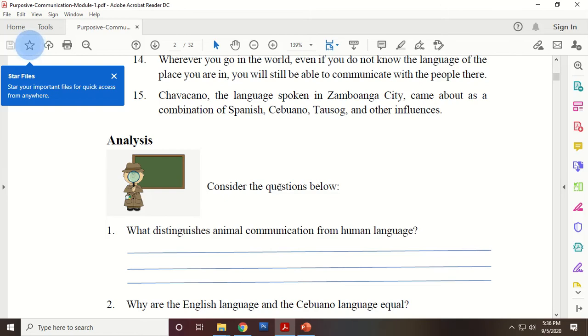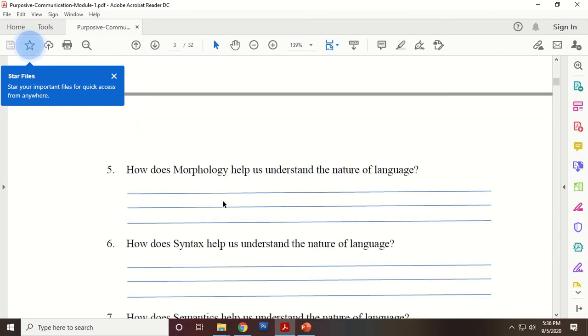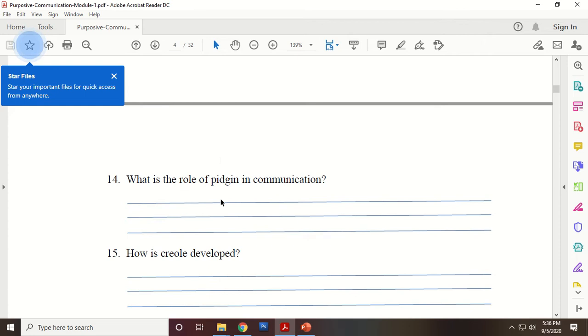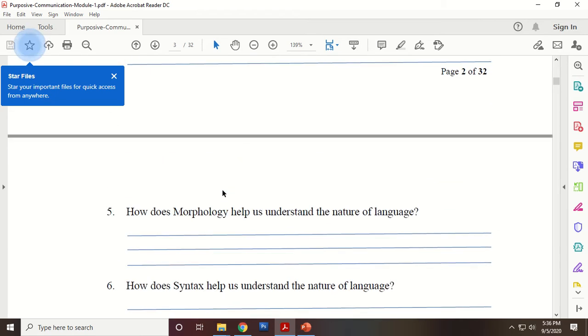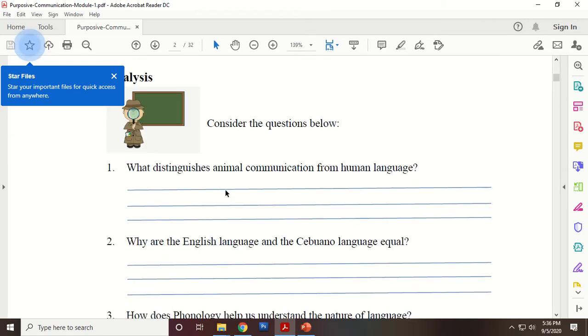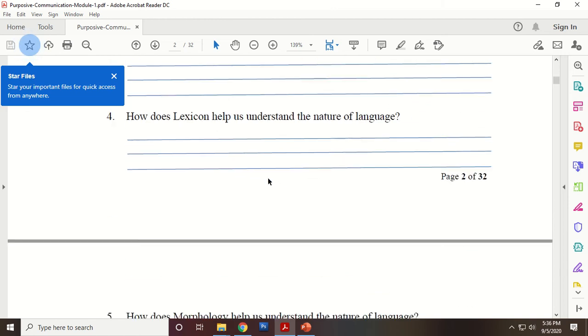As for the analysis, we have here how many questions again? We have 15. In this case, you're still going to answer here. You could just put a minimum of 3 sentences and a maximum of 5. Don't put any flowery words, just go directly to the point. So, what do you think distinguishes animal communication from human language? Just write your answer, a minimum of 3, maximum of 5. That's all.